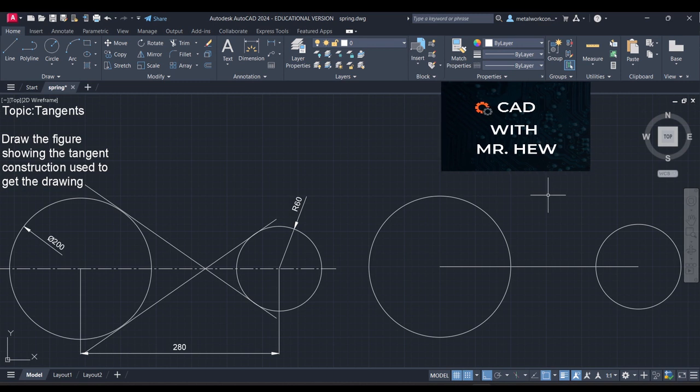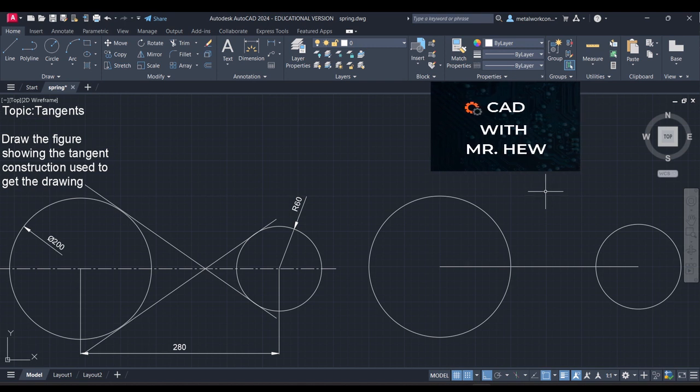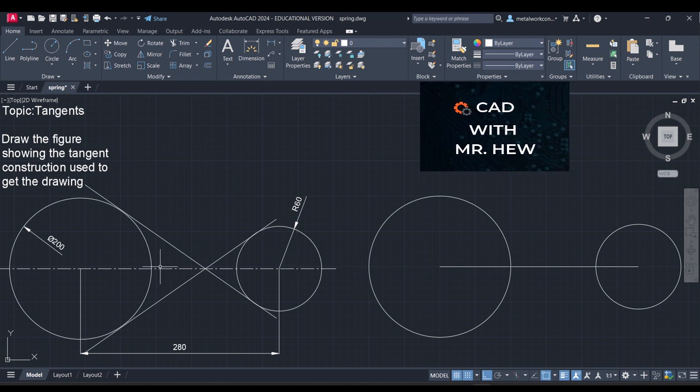All right, now the first thing you're gonna do, you're gonna need a calculator. All right. Now, what you're gonna do, you're gonna add the radius of the smaller circle to the radius of the larger circle. Okay? So let's do that now.